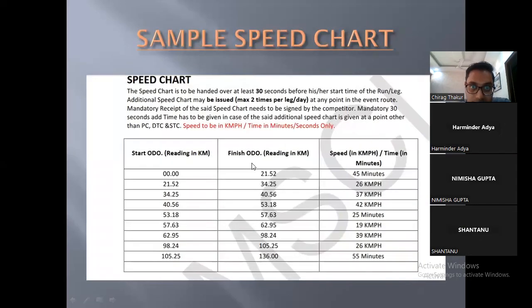So this is the sample speed chart now. This type of speed chart you will get in the rally. First of all, there will be a column for the odo. This is the odo from 0 to 21 kilometers. There is a speed given, so you have to be on that.